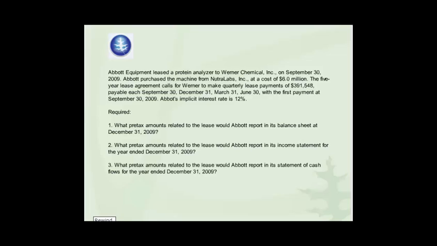Abbott's implicit interest rate is 12%, and there are 3 requirements. First, what pre-tax amounts related to the lease would Abbott report on its balance sheet at December 31st, 2009? Second, what pre-tax amounts related to the lease would Abbott report on its income statement for the year ended December 31st, 2009? And third, what pre-tax amounts related to the lease would Abbott report in its statement of cash flows?